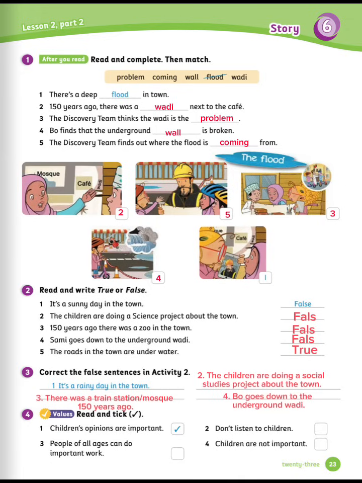Exercise number 4. Read and tick. Let's see the answers. Number 1. Children's opinions are important. Number 3. People of all ages can do important work.